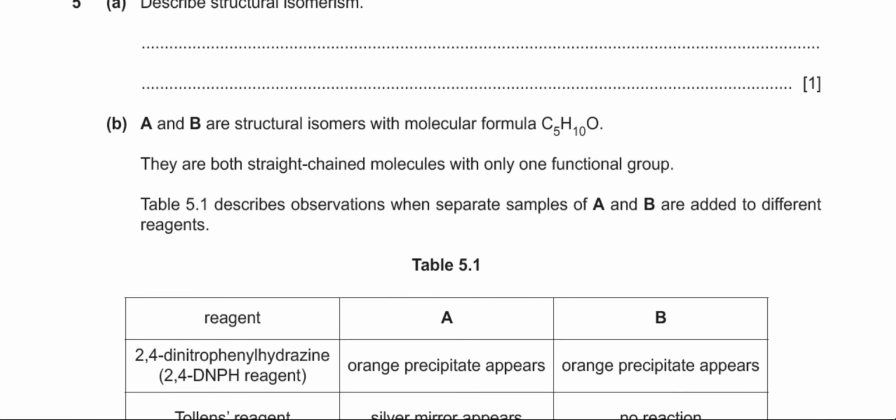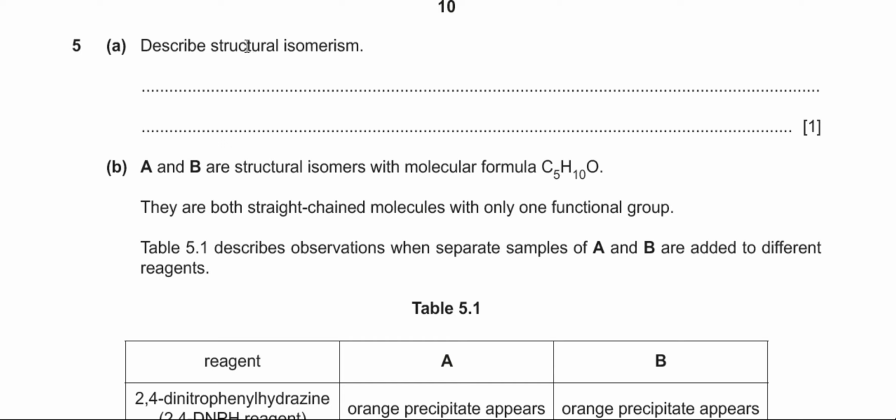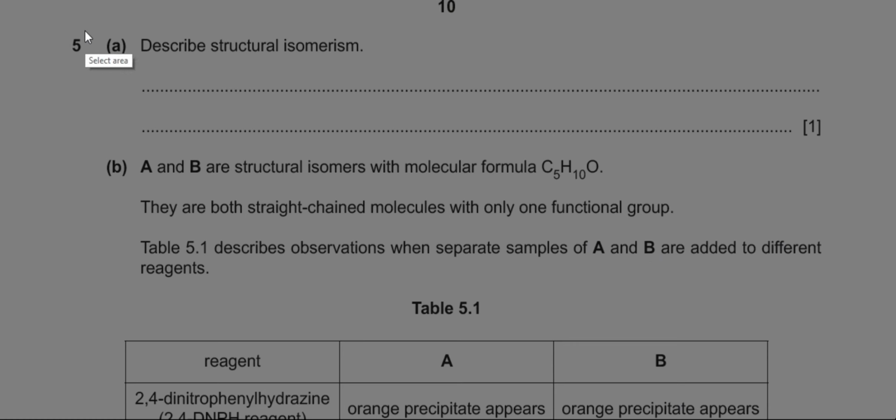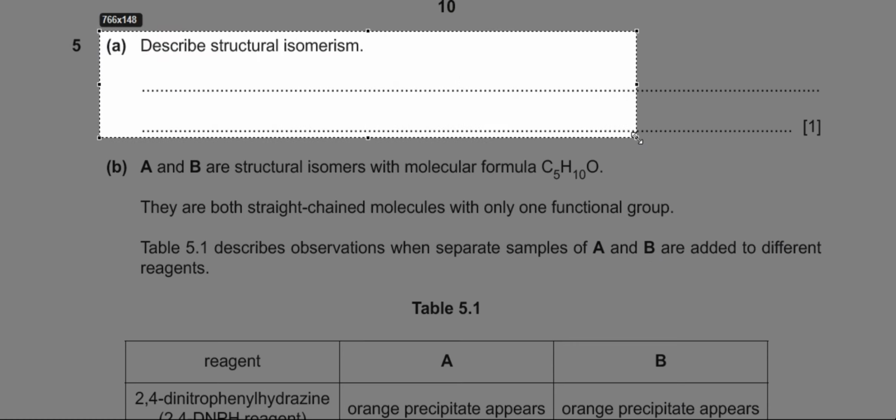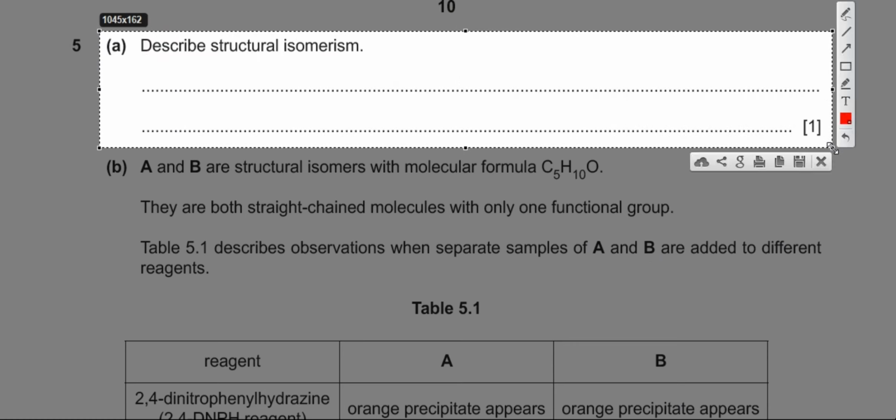So now this is the last question, which is the 5th question of the same paper, and in the first part it says describe structural isomerism. So how are we going to describe or define it? Simply remember, structural isomerism, we can say molecules with the same molecular formula but different structures or arrangement of the atoms.